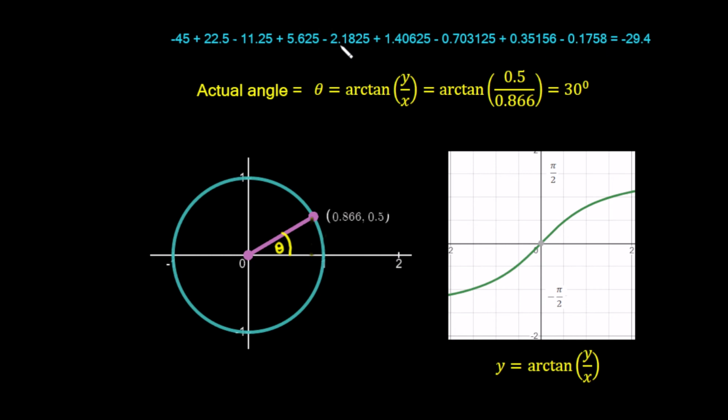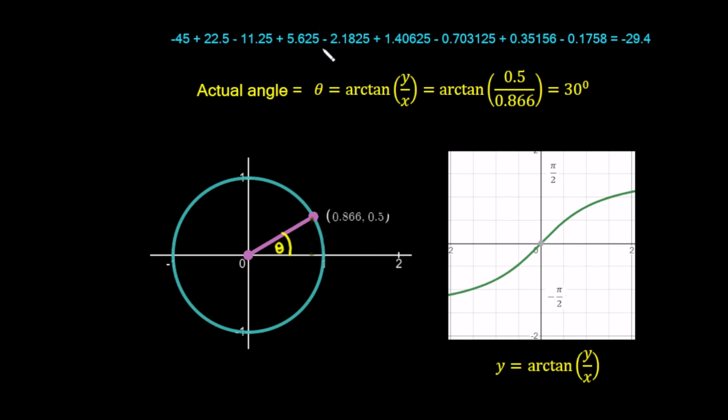Now whenever we add all of these together, we're going to get the angle minus 29.4. Now we can see the actual angle is a positive angle, and we've got an answer here which is negative, but don't worry about that for the moment. We'll cover this when we actually do the algorithm in detail.